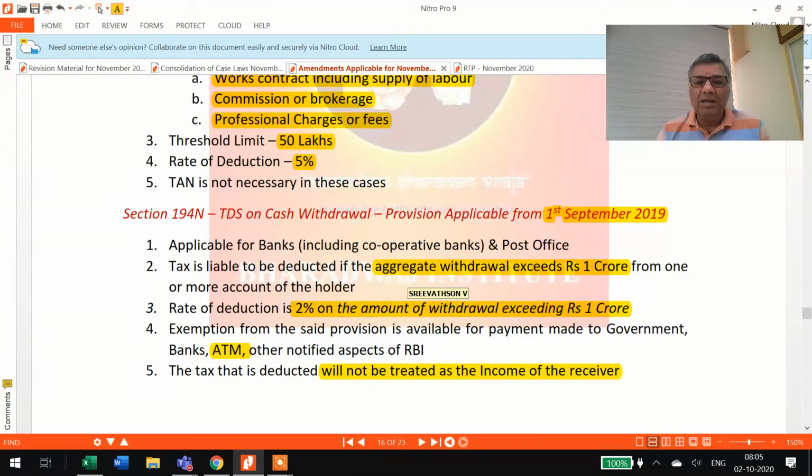Remember 194N. Tax is liable to be deducted on aggregate withdrawal from one or more accounts of the holder. Now you have CBS etc. Think about it for a minute.